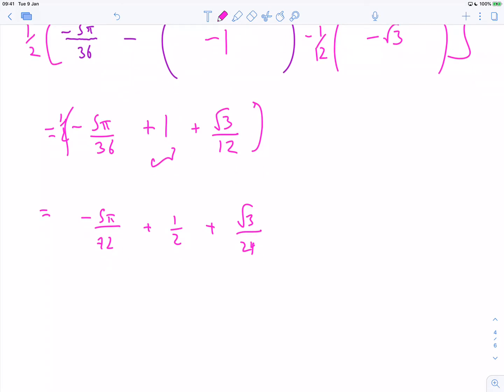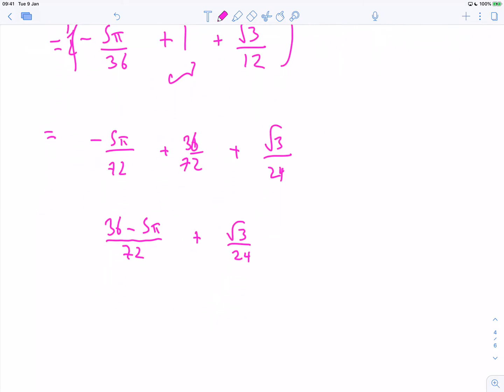Common denominator, these two things, I guess half of 72 is 36. So this is actually 36 minus 5 pi over 72 plus root 3 over 24. And if I want to take a factor of pi out of here, then I guess I could just put a pi there and a pi here. And then the fraction of root 3 is just going to be 1 over 24.